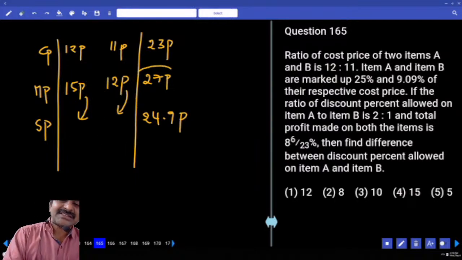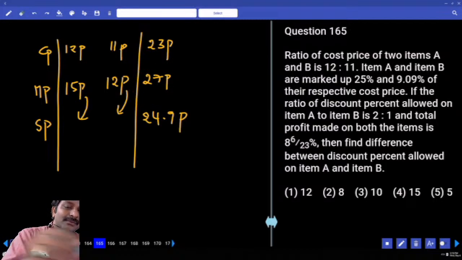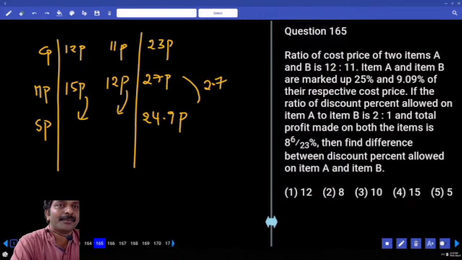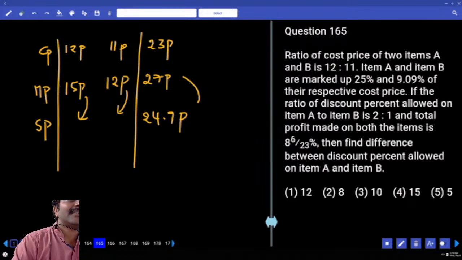What is 10% of this? 2.7. If you subtract 2.7, you have to sell it at 24 point something. If you subtract 2.7 from this, how much should we get? 24.3. But here we have more than that, right? So can the answer be more than 10% or less than 10%? More than 10 or less than 10? If we take 10%, we still get more, right? Yes or no? And then it has to be 20% you are supposed to calculate. Right? So should the answer be more than 10 or less than 10?